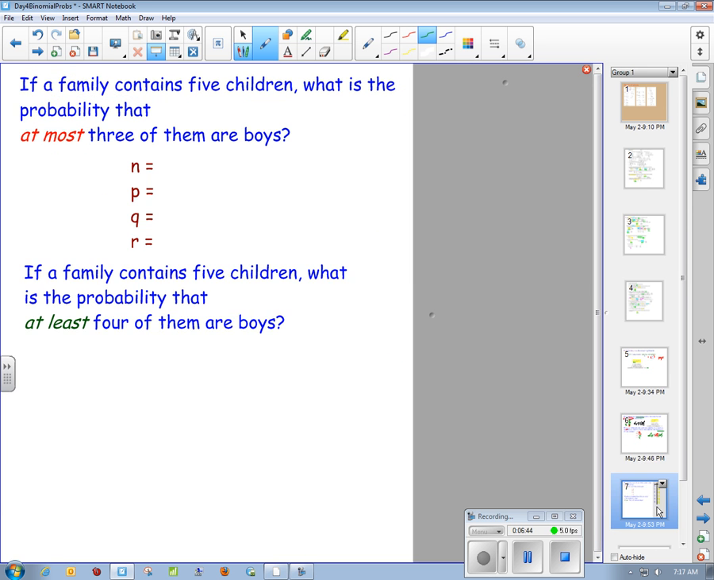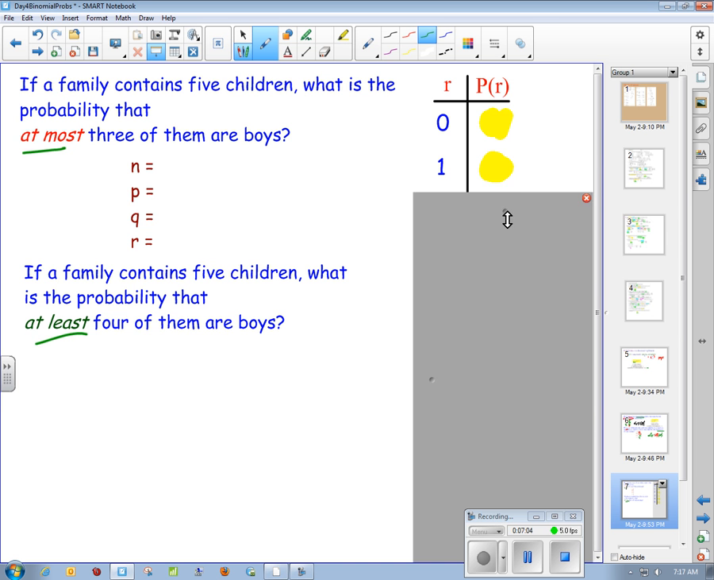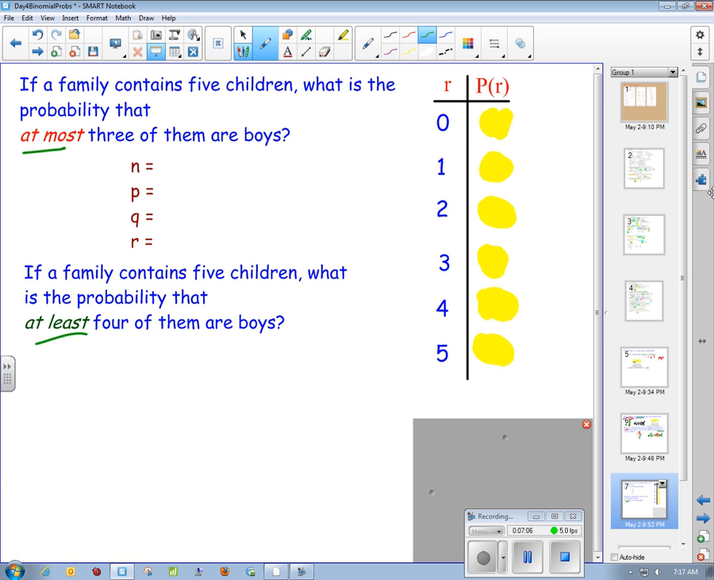Okay, moving on. We don't always ask about exactly 3 successes or exactly 4 successes or exactly 2 successes. We can also ask, what about at most 3 of the boys? Or what about at least 4 of the boys? Well, that's a totally different question. The family contains 5 children. Let's take a look at this little chart here. The family contains 5 children. That means 0 of them could be boys. It means 1 of them could be boys. Maybe 2 of them are boys. Maybe 3 of them are boys. Maybe 4 of them are boys, or perhaps all 5 of them are boys.